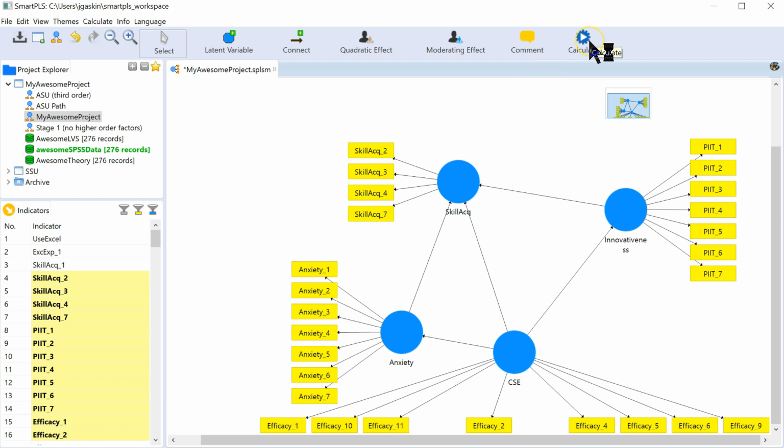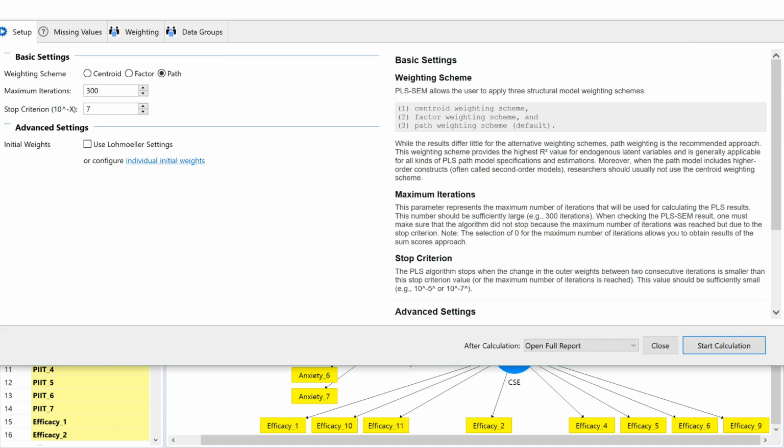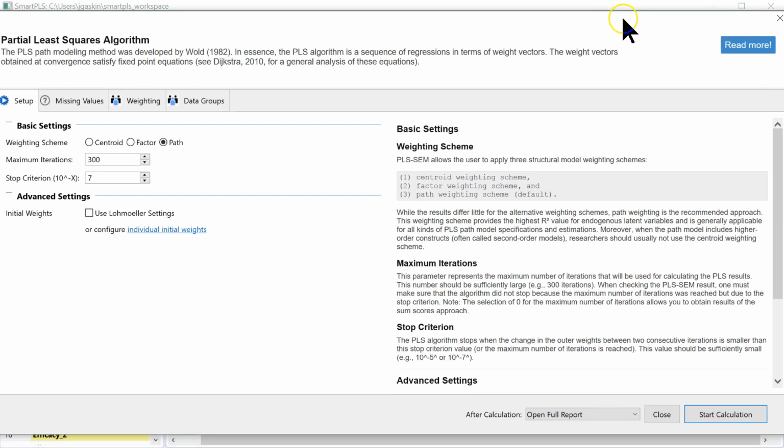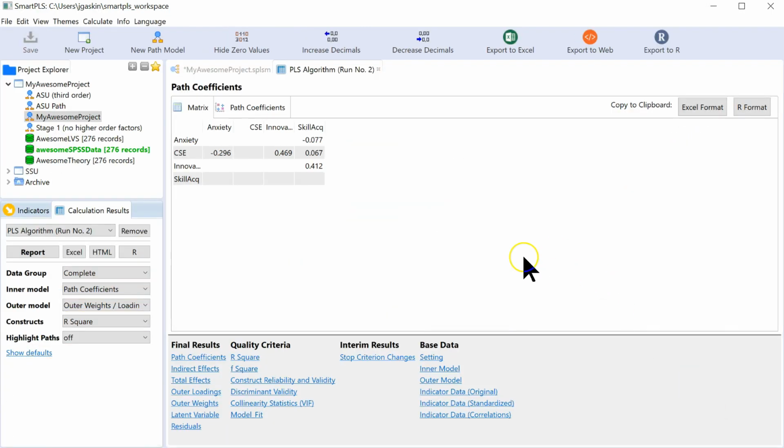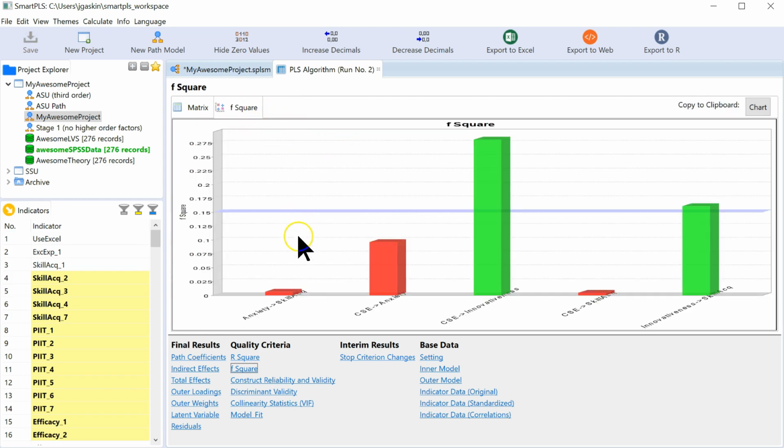All we have to do to find the effect sizes is hit calculate PLS algorithm and then set it up. Right now I just want a path analysis. Everything else I'm going to leave as default. Start the calculation. And if you click over here to F-square and click on the F-square tab, it'll show you a nice little visual for this.